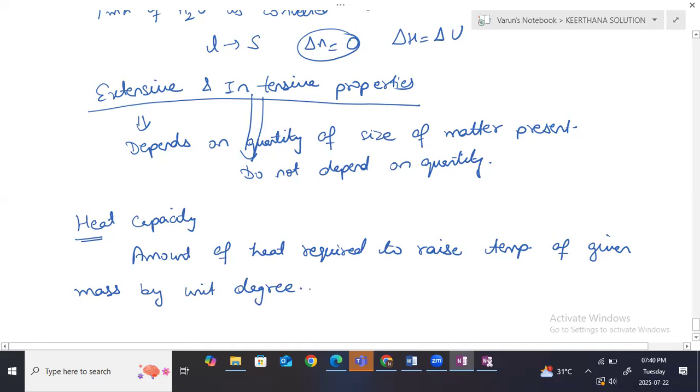Amount of heat, and you will submit it to me in the form of a PDF and you will send me the copy. Then I will check. Okay, ma'am. Heat capacity is basically the amount of heat required to raise the temperature of given mass by unit degree. Clear?